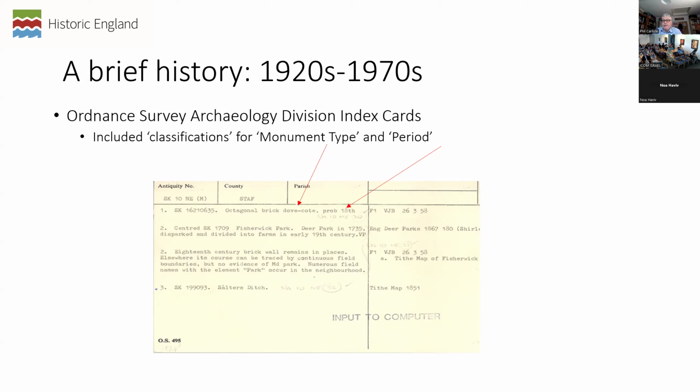In the 1920s, they started to record them onto index cards rather than just into documents. So each site had its own index card. And they started to add monument type and period to those cards. So there was no control about what they called things. They called things tumuli or barrow or burial mound. But at least they were starting to classify.